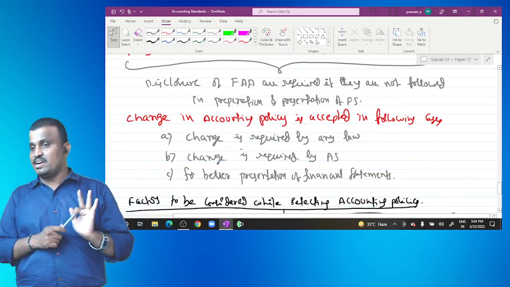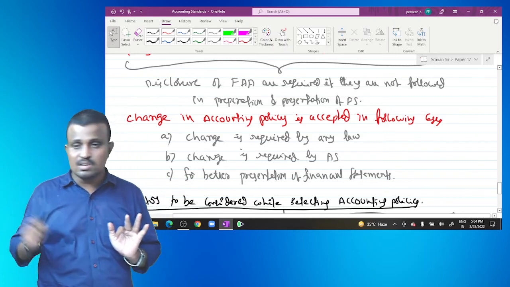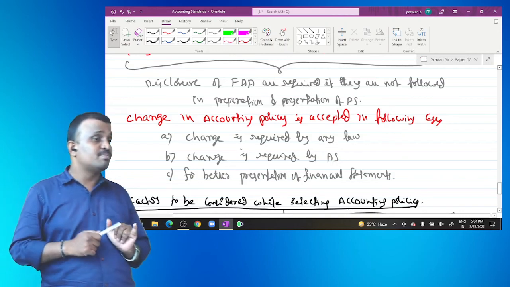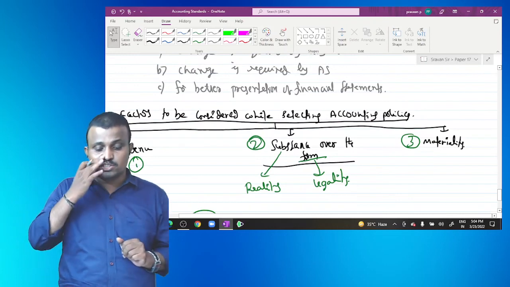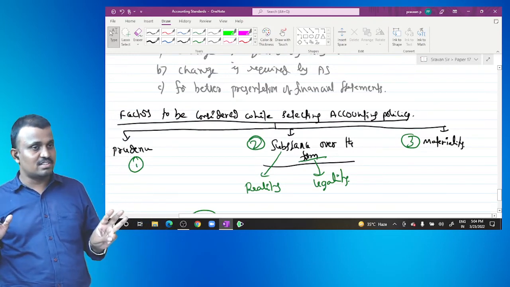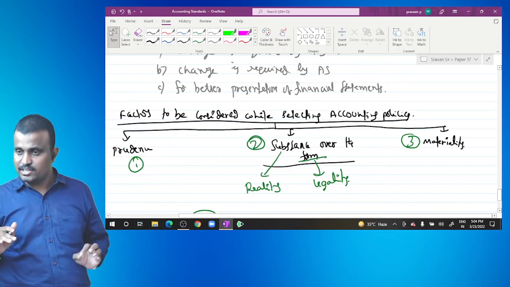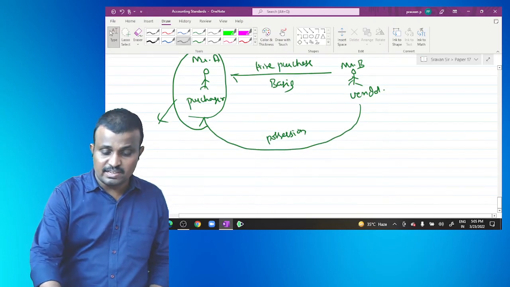One, if it is required by law for the time being enforced; two, if it is required by accounting standards or ICAI; and three, for better presentation of financial statements. Then factors to be considered in selection of accounting policy: three factors are there, prudence, substance over form, and materiality. And the last one is the disclosure aspect.